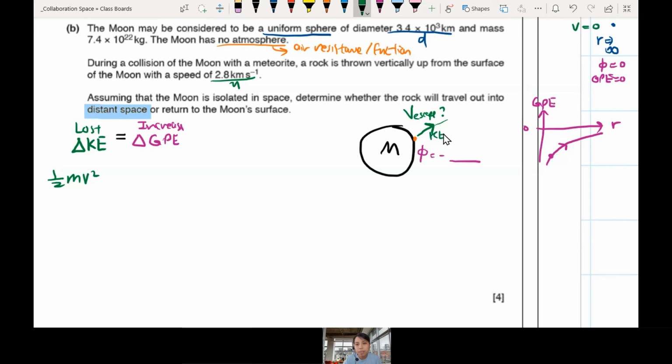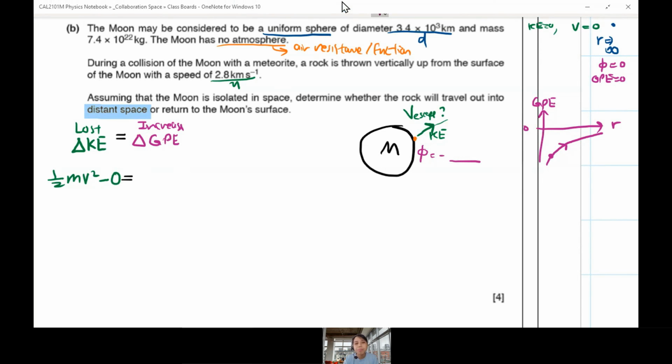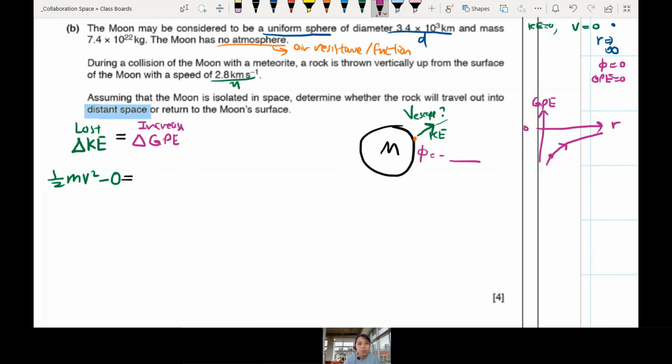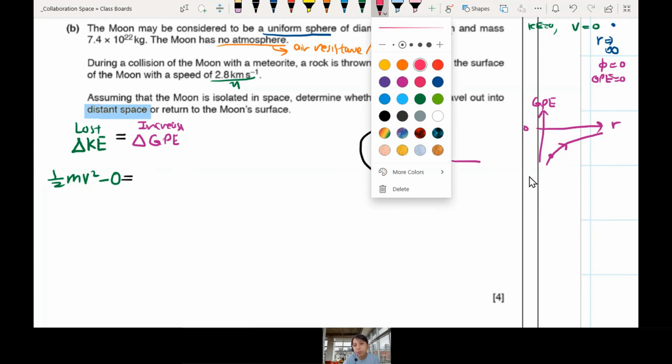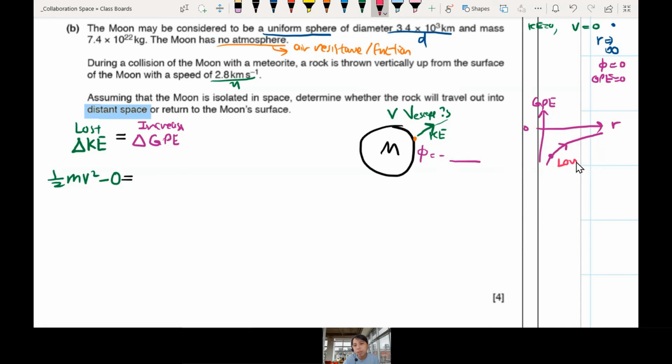Okay, here's some KE here. And when you go all the way to the end, you stop moving, there should be no more KE. So half mv squared minus 0. Just take the bigger one minus the smaller one. GPE change. Which one is higher, which one is lower? You have to look at the graph if you feel confused. You start off at the surface here, it's very low GPE. When you go to infinity, there is high GPE because you see the graph going up, high. 0 is higher than a negative number.